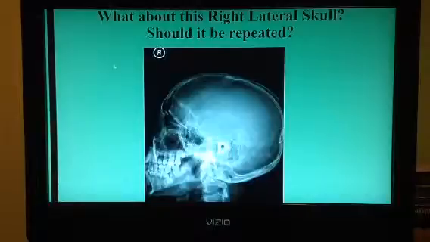What about this right lateral skull? Should it be repeated? This is your homework.